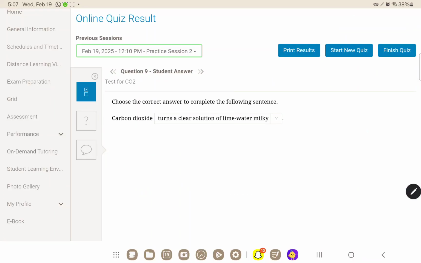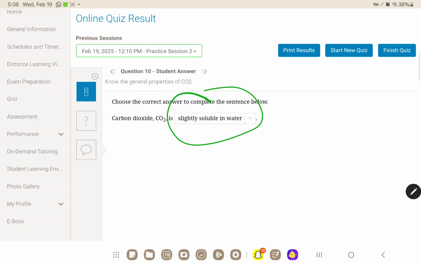Okay, carbon dioxide, we know already, turns a clear solution of lime water milky. Honestly, we should know this by now. We've done experiments like a million times. Now, carbon dioxide is slightly soluble in water. Again, this is something that's been mentioned as memorization. We can't really understand it. It's something to do with the bonds, but all we need to know is it's soluble in water.